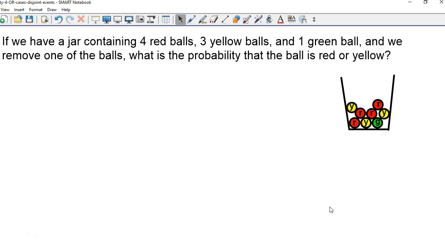Let's say we have a jar, and it has 4 red balls, 3 yellow balls, and 1 green ball, and we're going to remove a single ball. We want to know what's the probability that that ball is red or yellow, and we'll look at a lot of probabilities leading up to that.